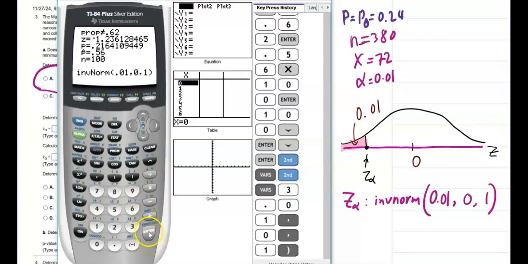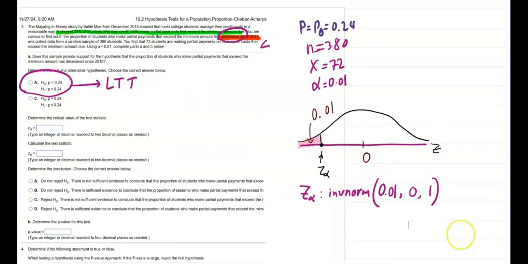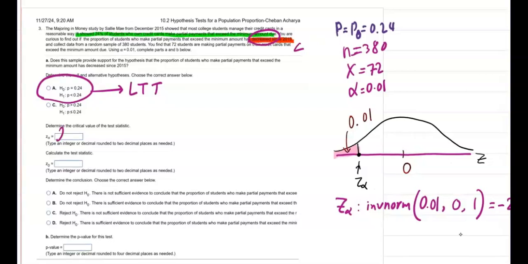So that's the critical value, negative 2.33 if you round to two decimal places, because this critical value is to the left of 0, and negative makes sense. So the critical value is negative 2.33. Let me write it down here, negative 2.33. That's the critical value.